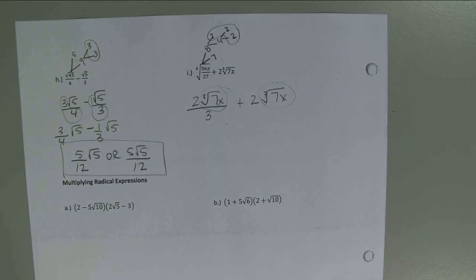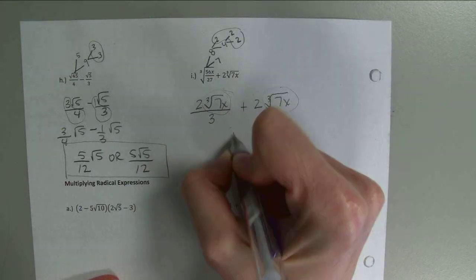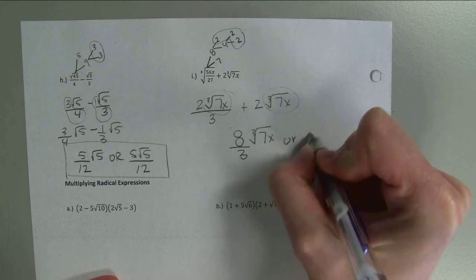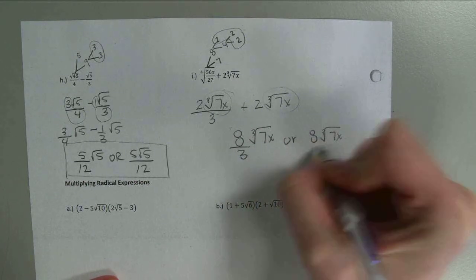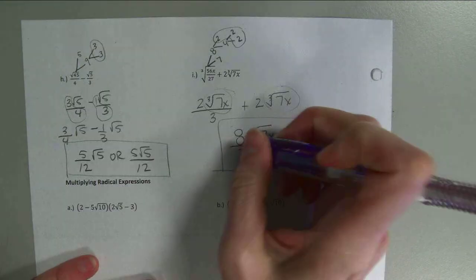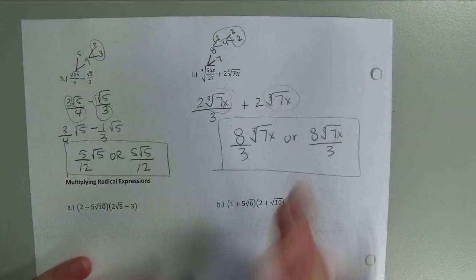So what are the coefficients that we're going to combine? What's the coefficient of the first cube root of 7x? 2 over 3. 2 over 3 plus 2. Yep, so put that in your calculator. 2 over 3 plus 2, hit math frac. 8/3. Yep, so this is just 8/3 cube root of 7x, or 8 cube root of 7x over 3. And that's it. Okay, so we'll stop there and we'll finish this on Monday.